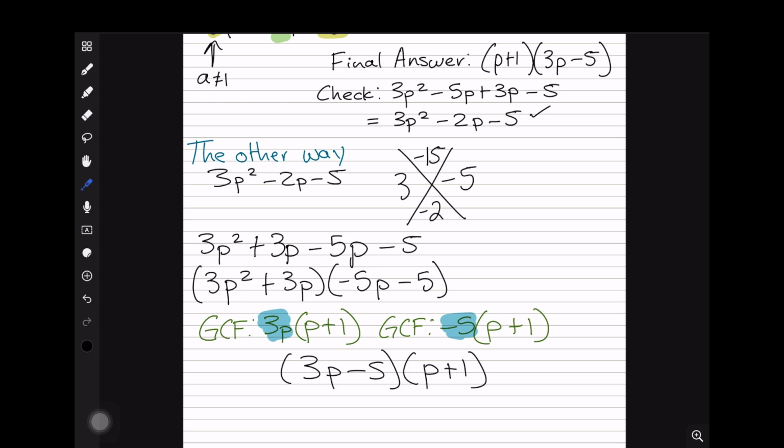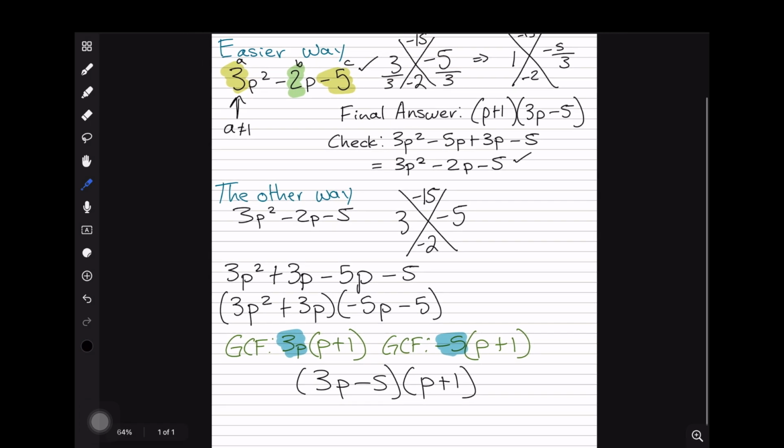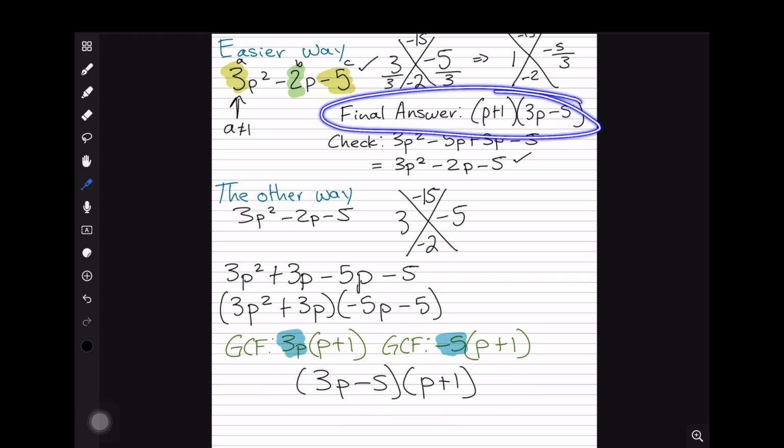So this is like the longer way. It's still a little bit more annoying, but either way is going to give you the exact same answer. Okay, now let's try a second example. 3x squared minus 22x plus 7.